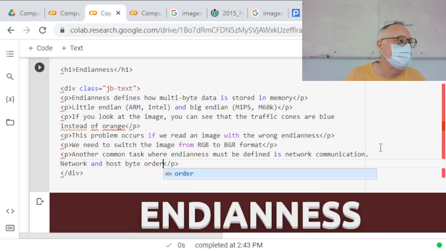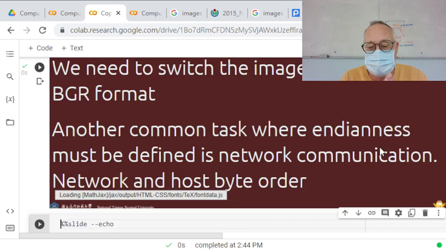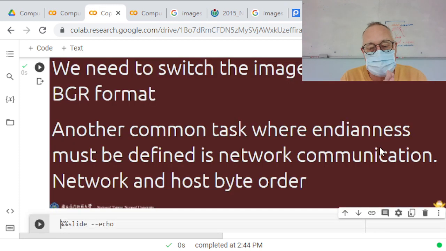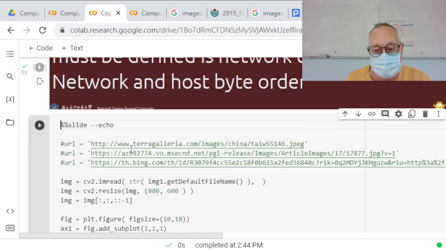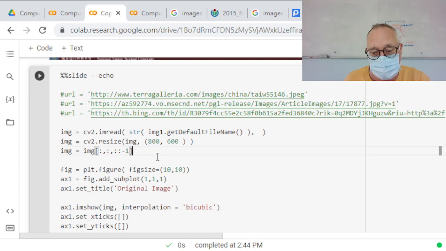So if you're writing programs for the internet, then those would be called network and host byte order respectively. Network, which is what's being transmitted over the network. Host byte order, however the data is represented in your computer, in your particular CPU.